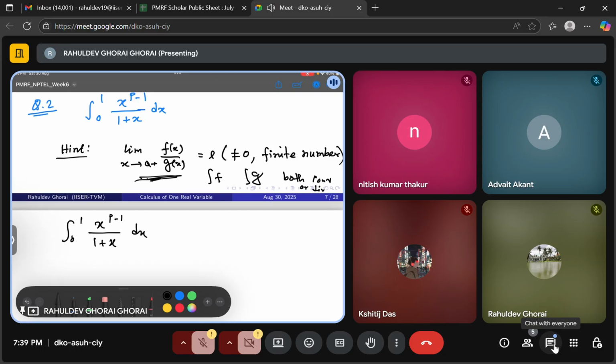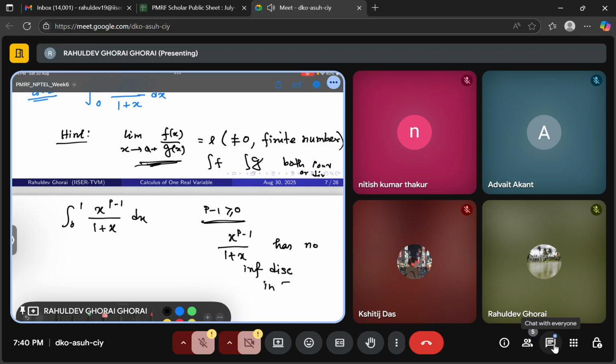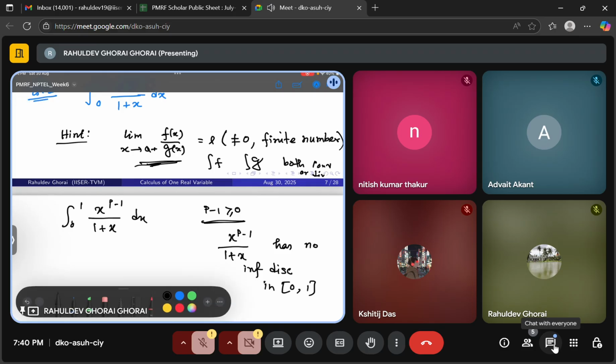0 to 1, mainly x to the p minus 1 over 1 plus x dx. So consider p minus 1 greater than 0, or let's see if it is equal to 0. Then no problem at all, right? At 0 or at 1. So what I am saying is, x to the p minus 1 over 1 plus x, when p is greater than 0, has no infinite discontinuity or blow up in 0 to 1, right?